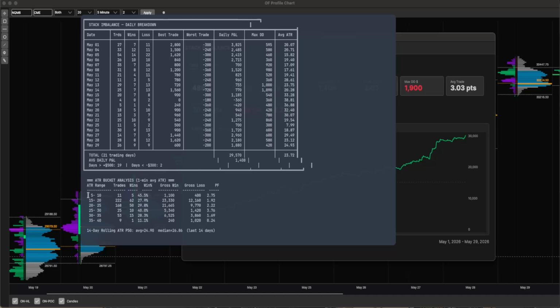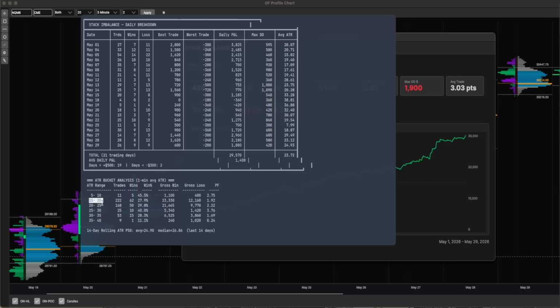An ATR range between 5 and 10, we had 11 trades. We had 5 wins. That's a 45% win rate. Gross win, gross loss, a profit factor of 2.7. Okay, that's good, but not enough trades.